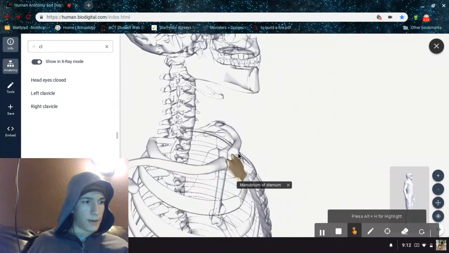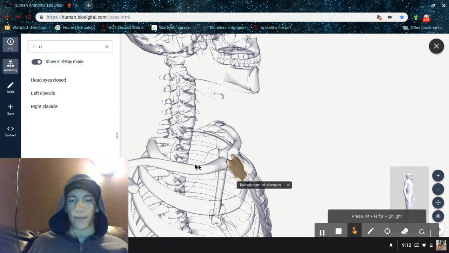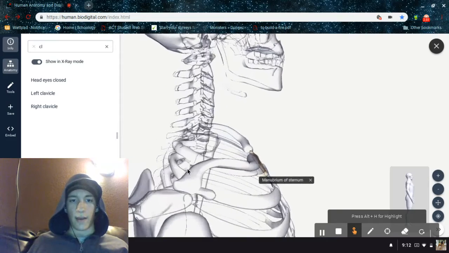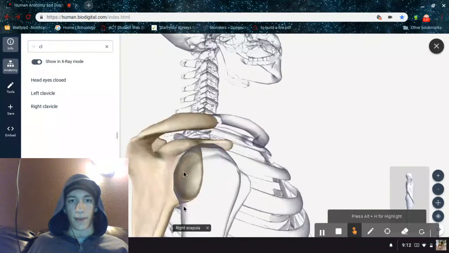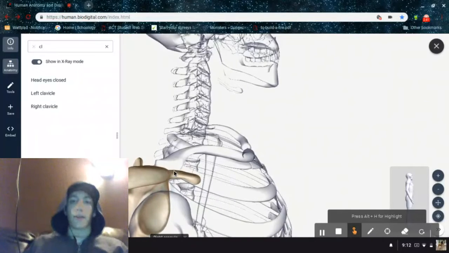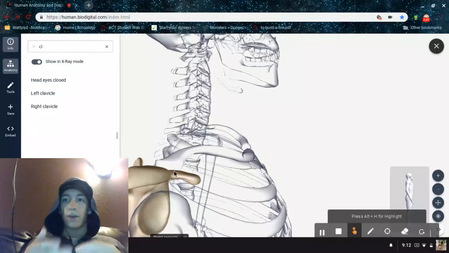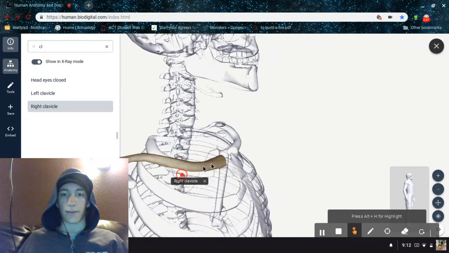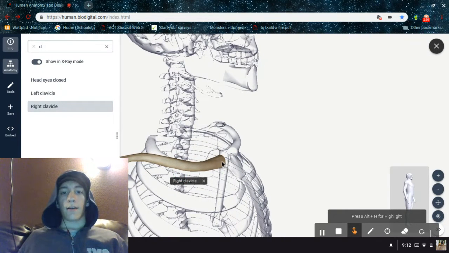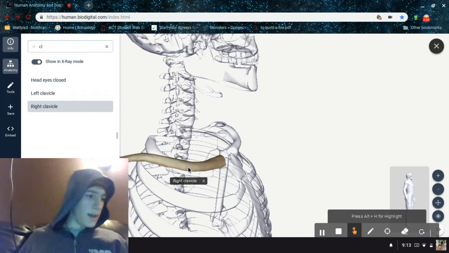So yeah, on your clavicle you have the acromial end and the sternal end. Your acromia. This is your acromion. Actually, no, wait, that's your scapula. Your acromion is just your shoulder. Remember, your Latin term for shoulder is acromion. So this is the acromial end of your clavicle. This is the sternal end of your clavicle. Remember, sternal, sternum, acromion, shoulder.